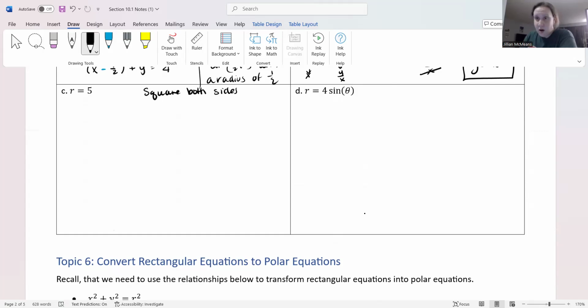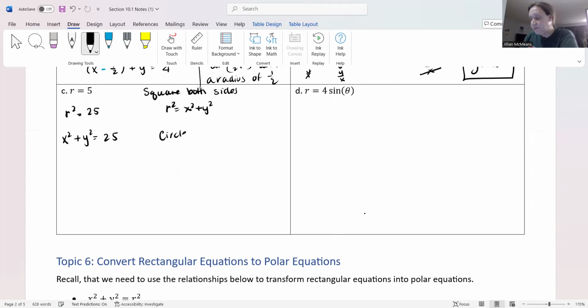So when we square R, we just get R squared. When we square 5, we get 25. And remember, R squared equals X squared plus Y squared. So let's replace our R squared with X squared plus Y squared. And hopefully that looks really familiar to you all.